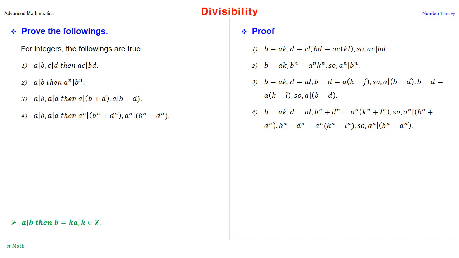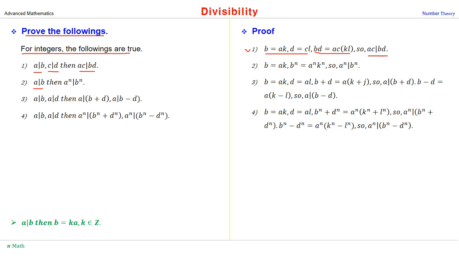Let's see other properties of divisibility. We suggest there's a problem. Prove the following. For integers, the following are true. If A divides B and C divides D, then AC divides BD. The proof is so simple. Let B and D be like this, and we get this. So AC divides BD.